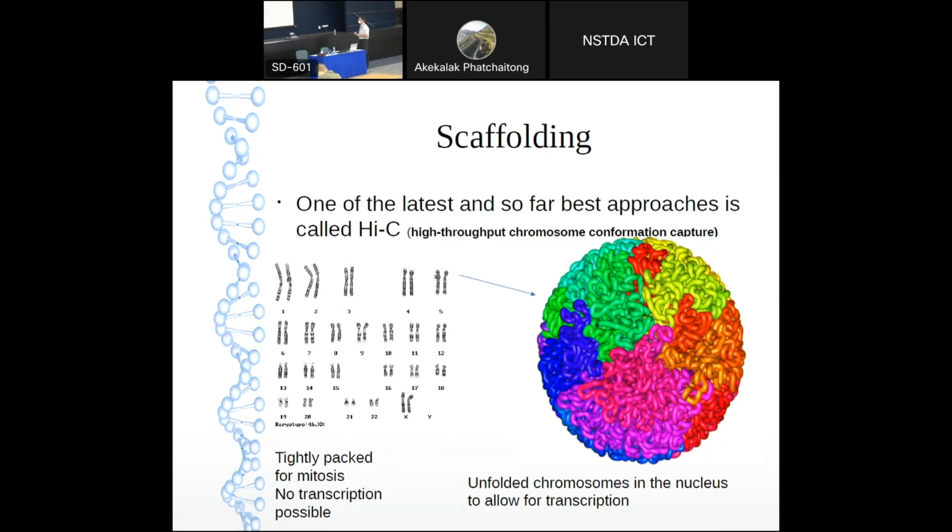So what the structure of DNA inside the nucleus looks like most of the time is this, where each of the chromosomes is unwound and they're largely localized. In this image, each color represents one chromosome. And this is to allow all of the transcription and translation machinery, all of the promoters and repressors, to have access to the DNA.